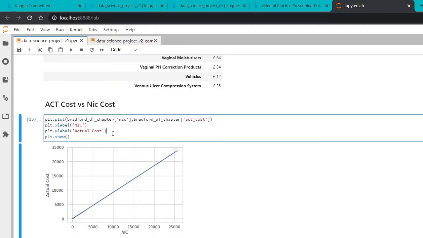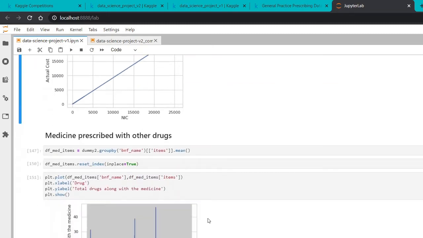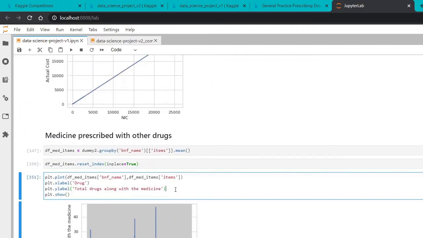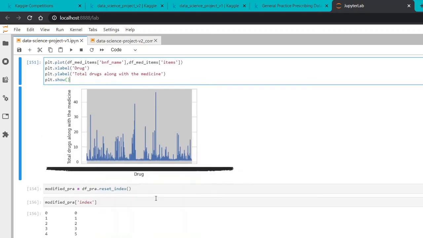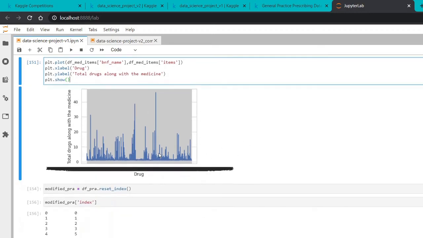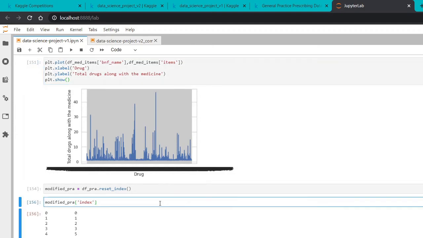And also, I had told you initially, ACT and NIC costs are correlated, so it's just a straight line if you plot them. And then medicines prescribed with other drugs. What is the distribution of the medicines that are prescribed along with the other drugs? There are different drug names present here. Since it's Jupyter Notebook, it isn't able to capture all of them. But yeah, this is over the month of May. For this one month's data, we've taken and shown it to you.